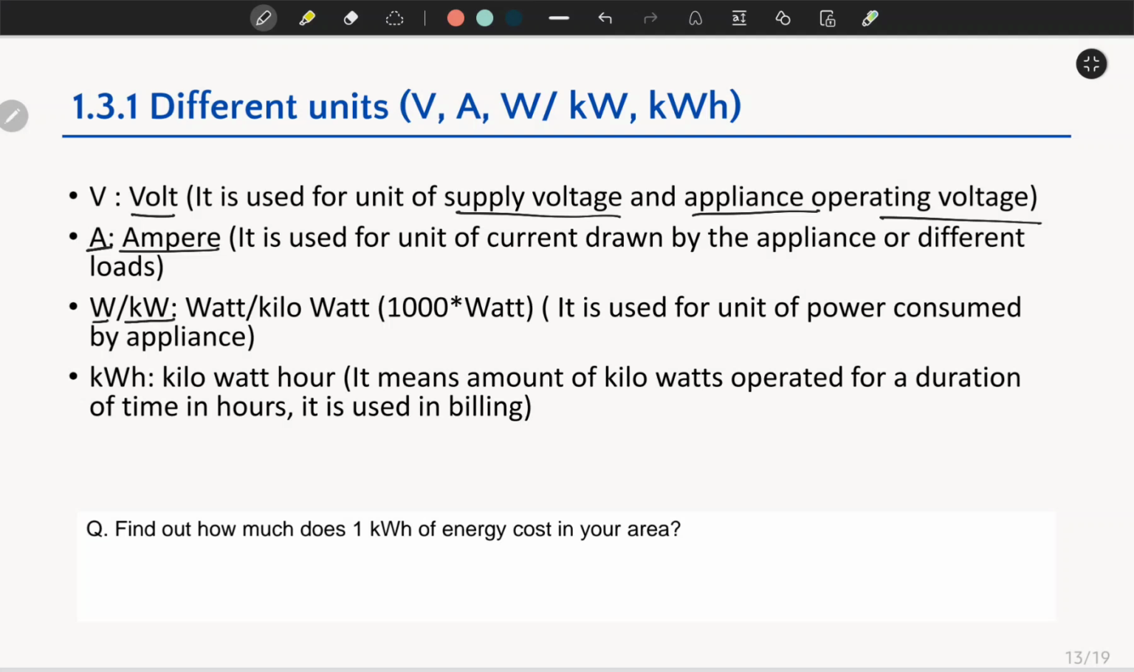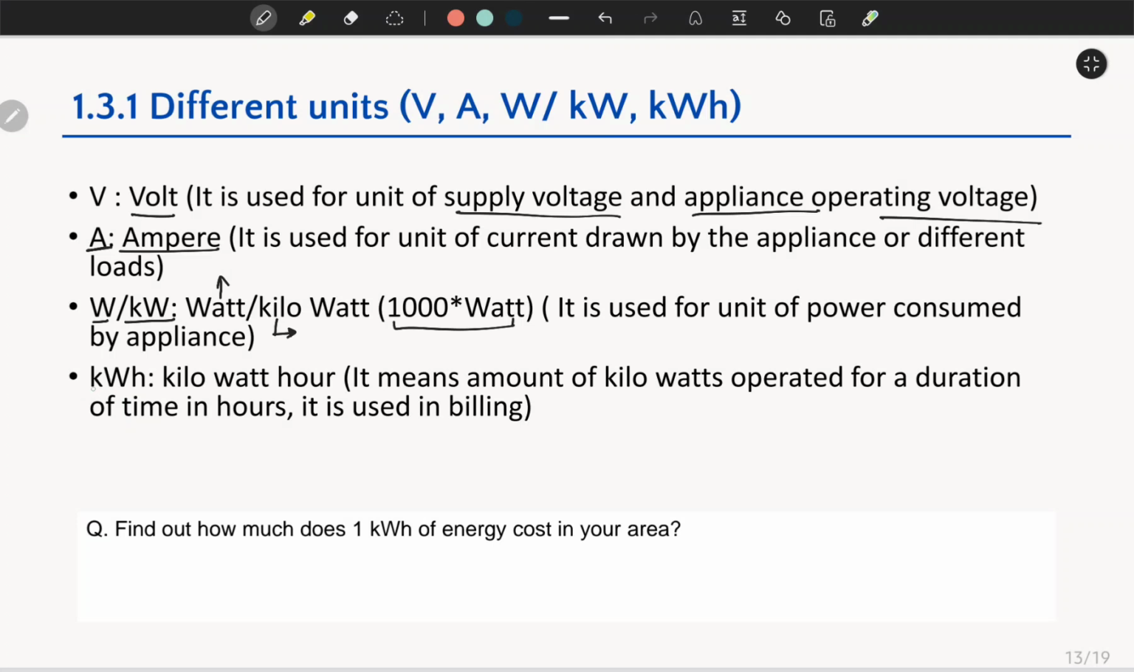Watt or kilowatt is a unit of power, which is consumed by any appliance or any load, or the power rating of the device. It is represented either in watt or kilowatt. Kilowatt is nothing but 10 to the power 3 multiplied by watt.